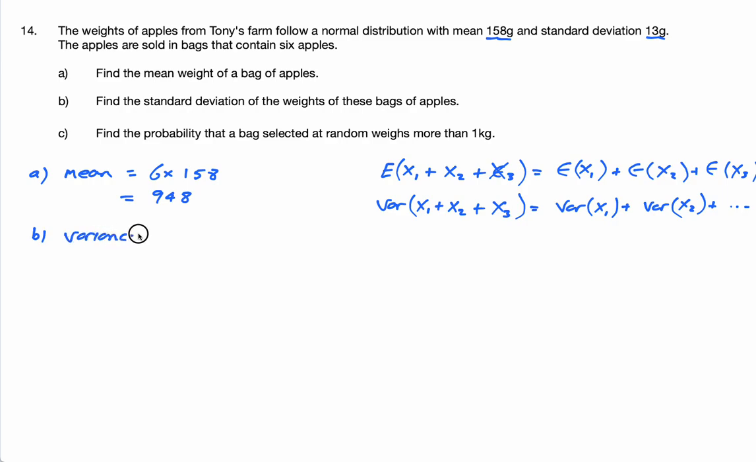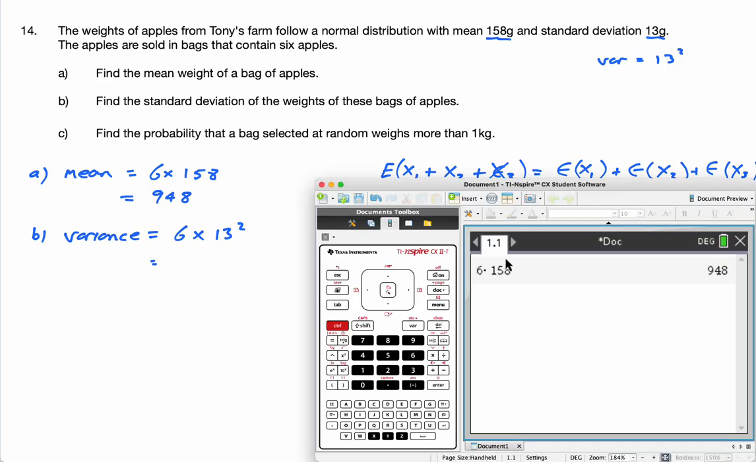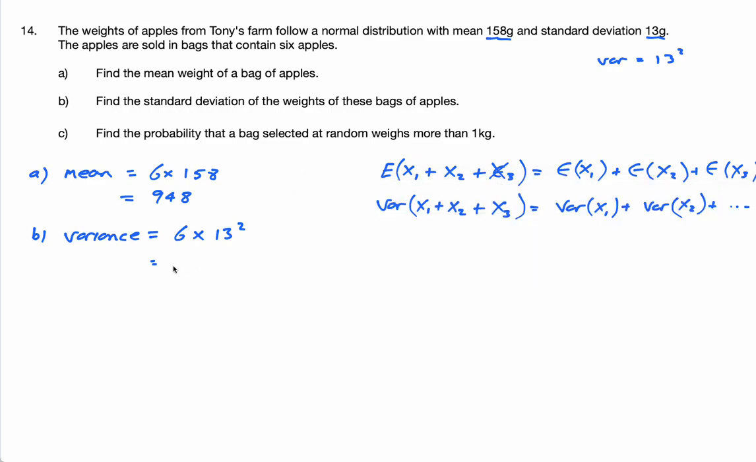So the variance equals 6 times 13 squared, because the variance of one apple is 13 squared. If the standard deviation is 13, the variance is 13 squared. So the variance for the bag is 6 times 13 squared, which is 1014. That's the variance.